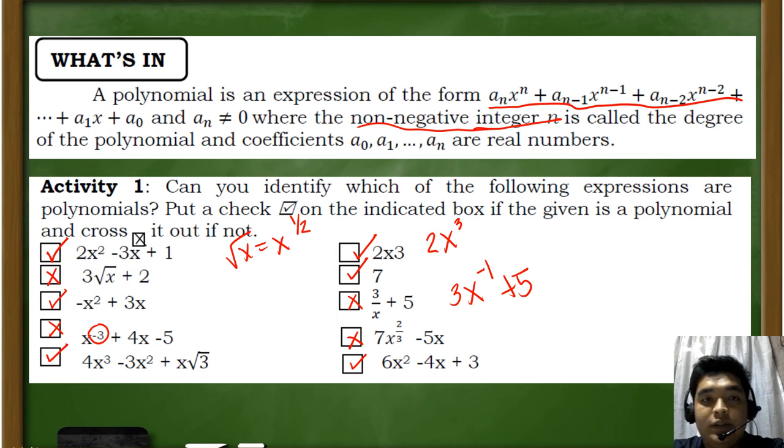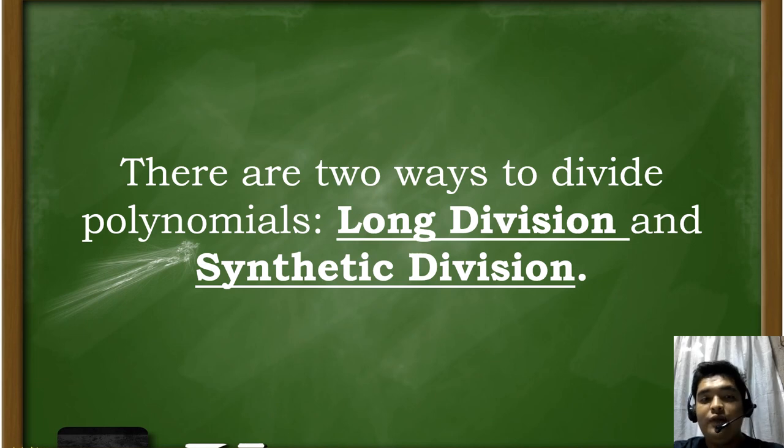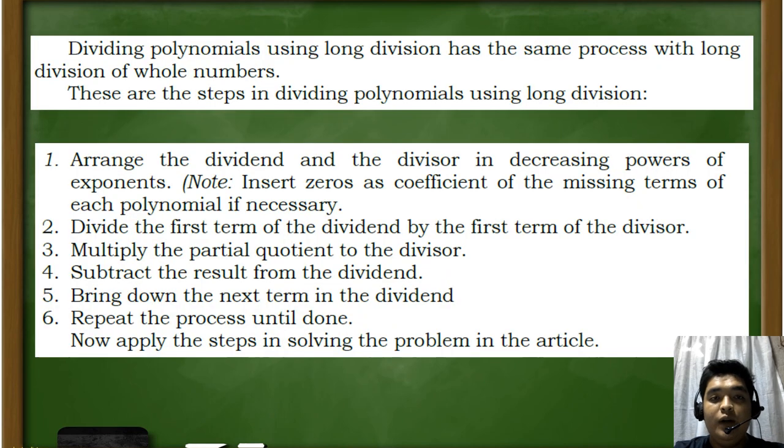Next. There are two ways to divide polynomials: long division and synthetic division. So what is long division? Dividing polynomials using long division has the same process as long division of whole numbers. There are steps in dividing polynomials using long division. First, arrange the dividend and the divisor in decreasing powers of exponents. Insert zeros as coefficient of the missing terms of each polynomial if necessary.